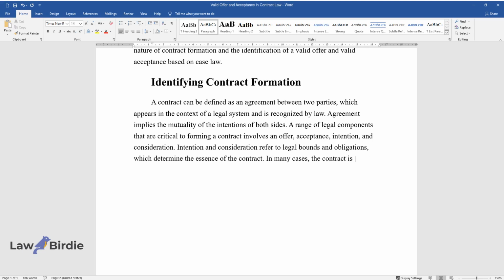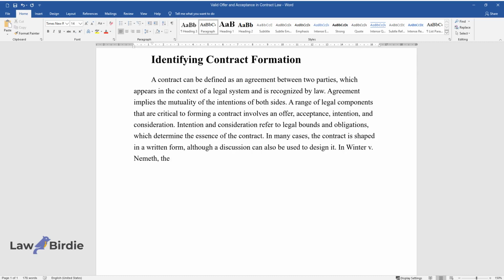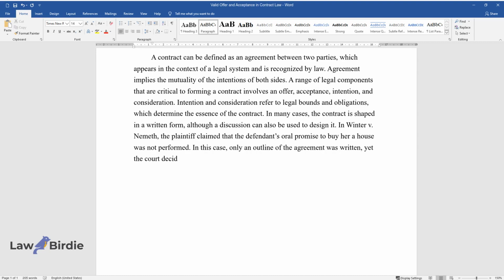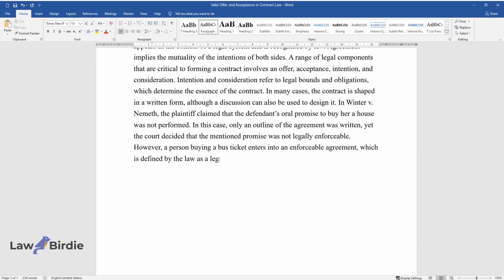In many cases, the contract is shaped in a written form, although a discussion can also be used to design it. In Winter v. Namath, the plaintiff claimed that the defendant's oral promise to buy her a house was not performed. In this case, only an outline of the agreement was written, yet the court decided that the mentioned promise was not legally enforceable. However, a person buying a bus ticket enters into an enforceable agreement, which is defined by the law as a legal transaction.